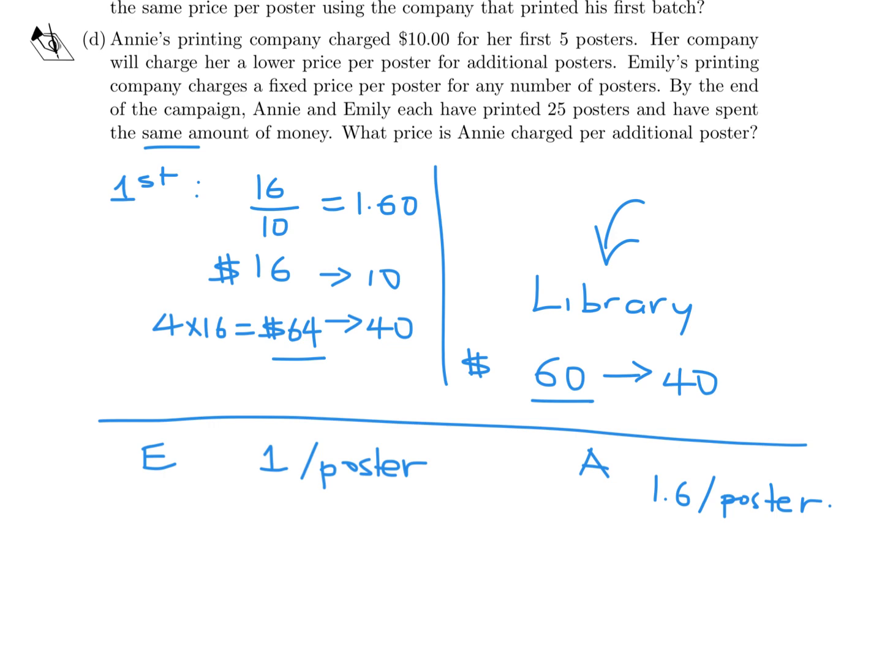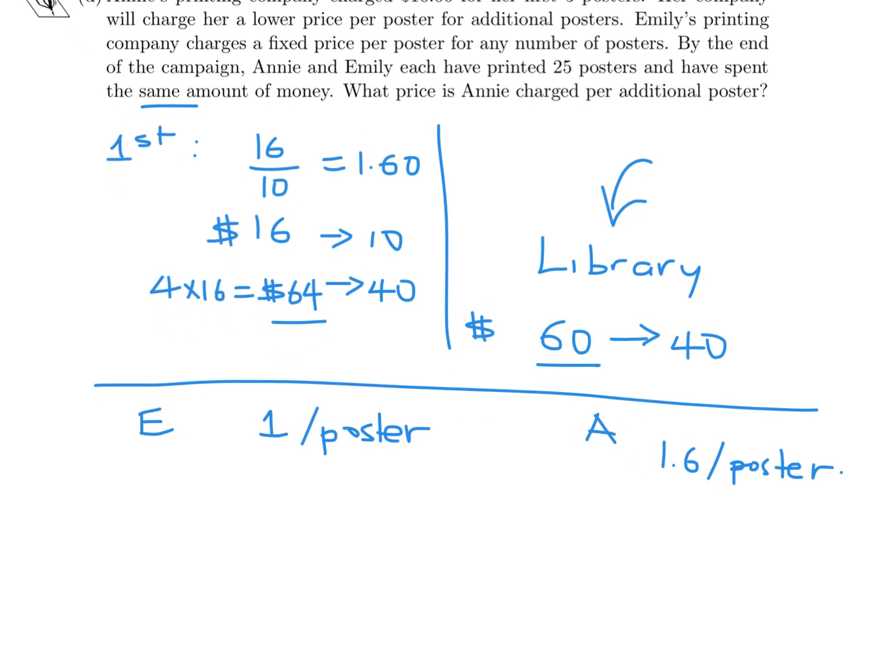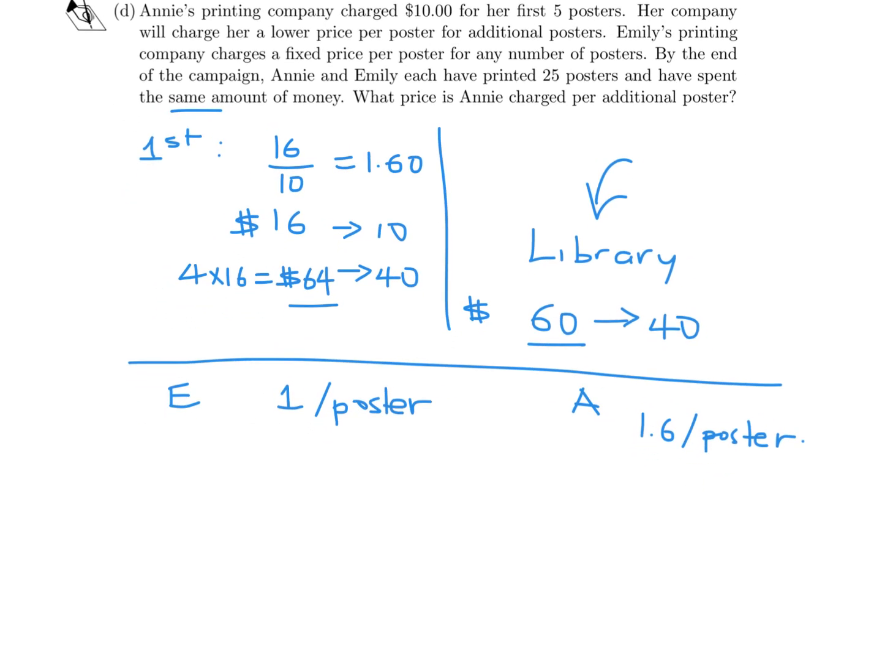Okay. So what are we doing here? We're going to have to figure out an equation. So let's see here. Okay, so we have to calculate this as being the same. So we're concentrating on Annie, I guess. So at the end, her price per poster has to be the same as Emily. Yeah, so Emily is $1. So whatever we calculate, it's got to be $1.